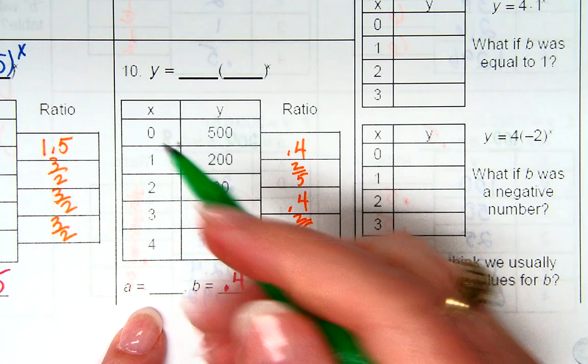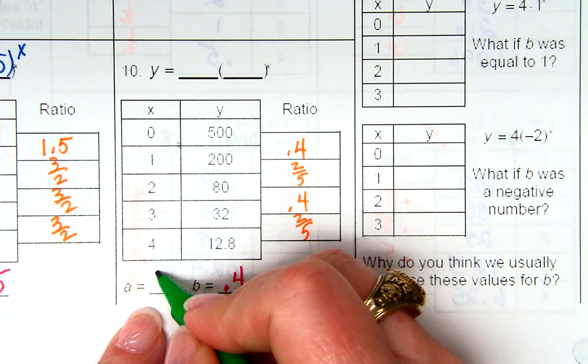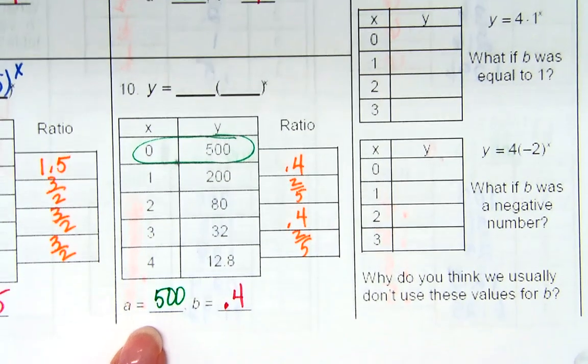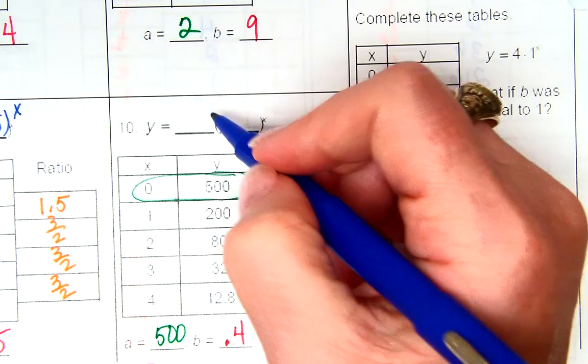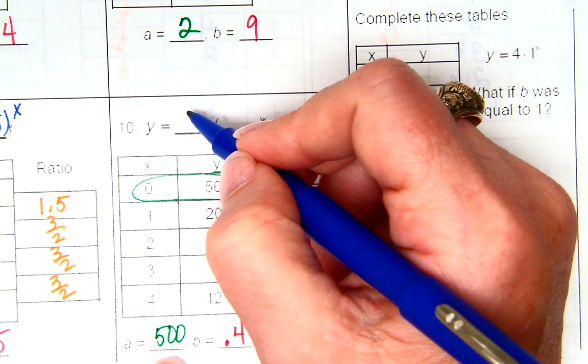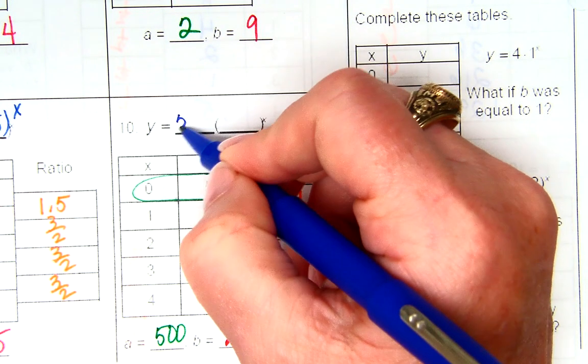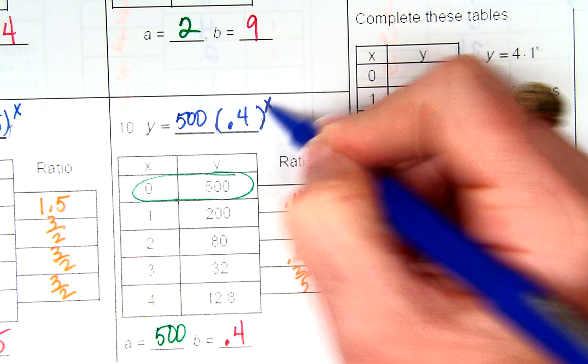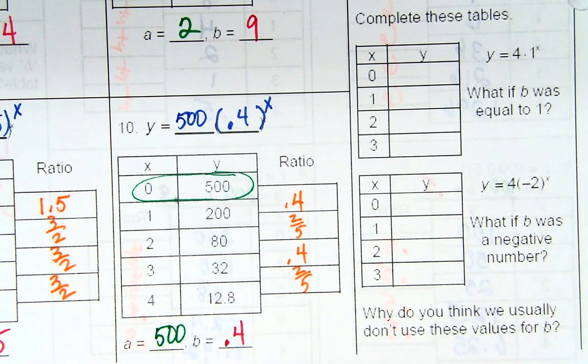And what is A? 500 because how? Because why? Right, good. And so what is the equation? It's going to be A is 500 and B is 0.4. Okay, so far? Okay.